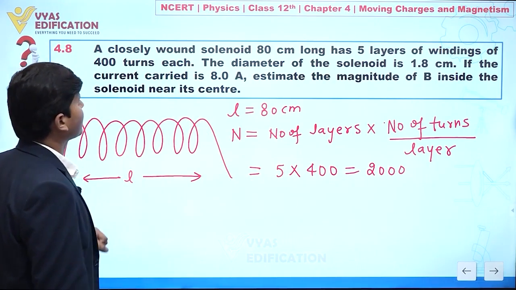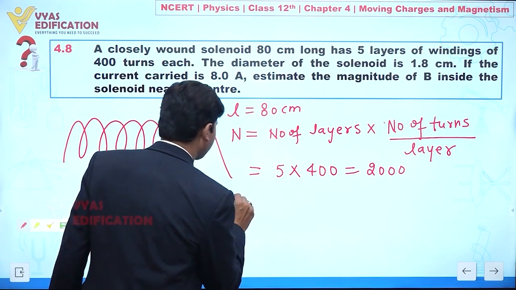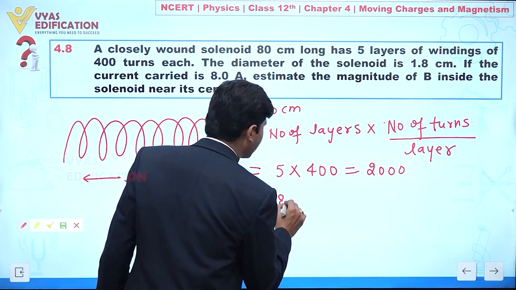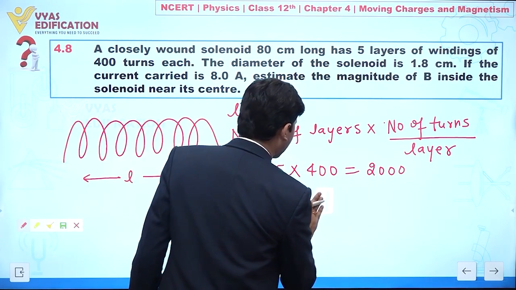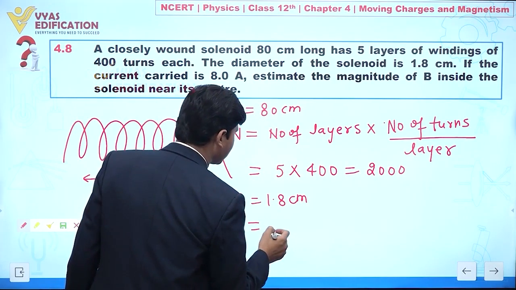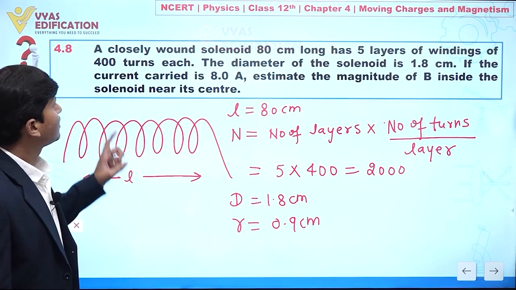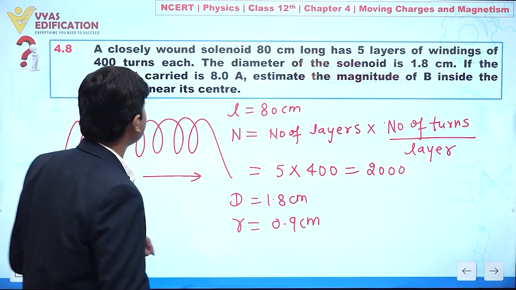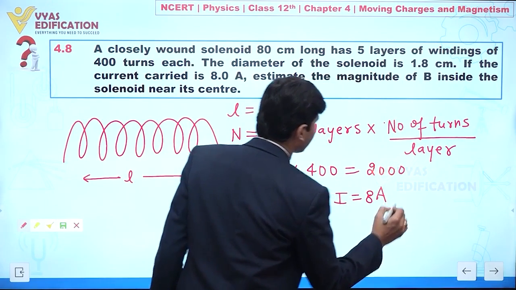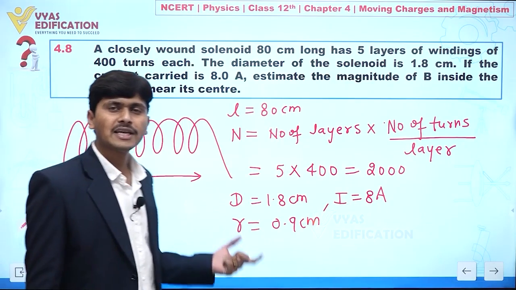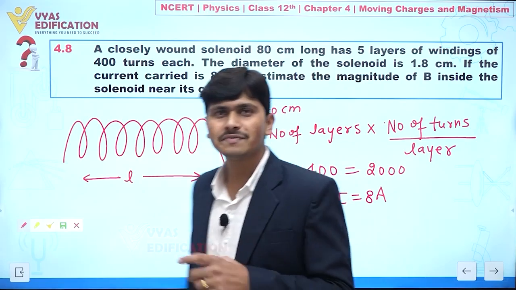The diameter of the solenoid is given as 1.8 cm, so the radius is 0.9 cm. Now the current carried is given as 8 ampere, so I is 8 ampere. Clear? How can we find the magnitude of the magnetic field at the center of this solenoid?